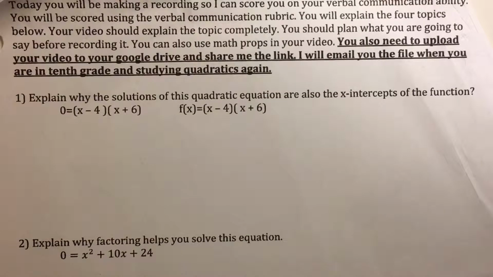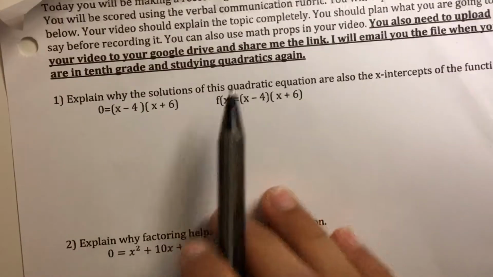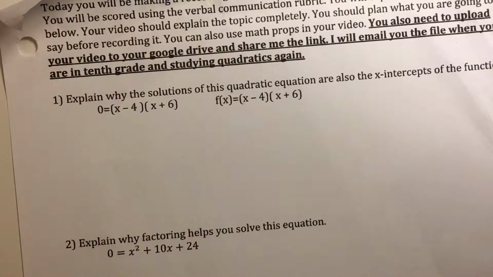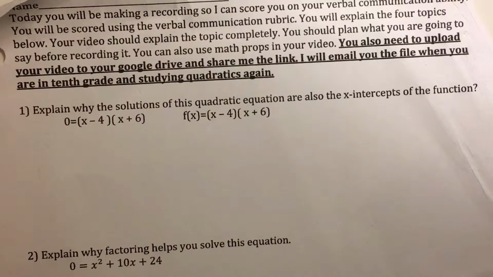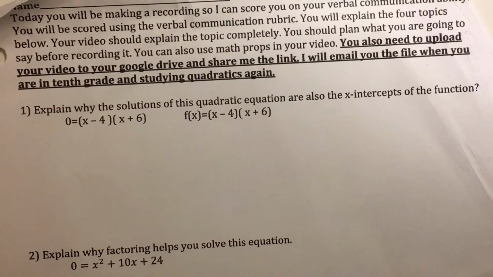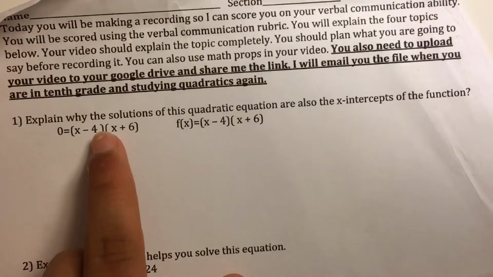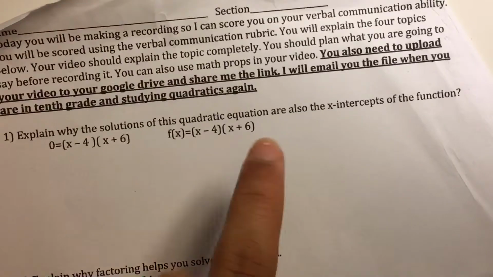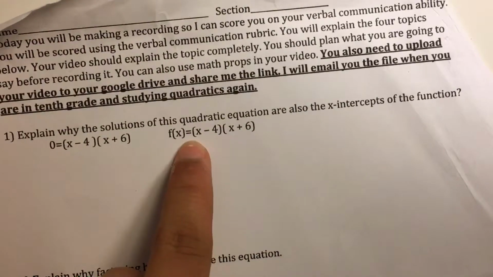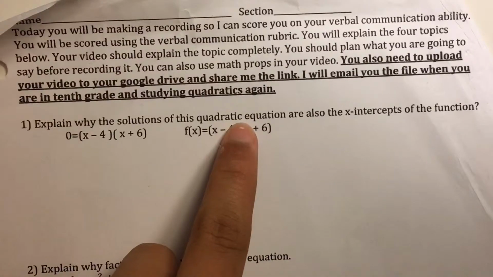So the first question asks, explain why the solutions of this quadratic equation are also the x-intercepts of this function. Normally that doesn't mean anything to me, so I'm just gonna put it into my own words. You see that right there? That's an x. Okay. Now, why are the x's also the solutions to the equation?